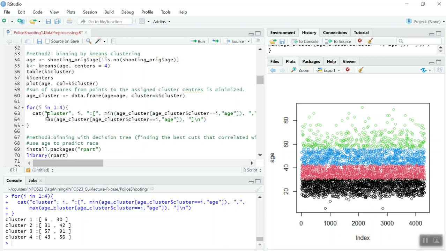So what do we do here for each of the clusters? What we did is concatenate those and print it out. So for every cluster, we have something like that, with the starting brackets, and we find the minimum for this cluster in the age cluster, and then find the maximum. And that gave us this output.